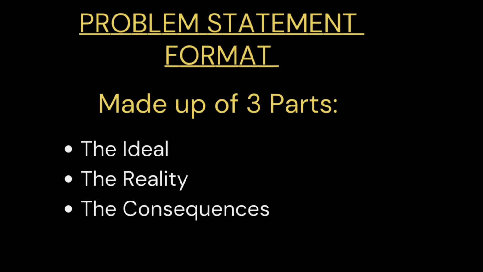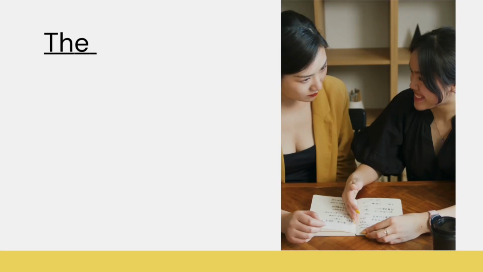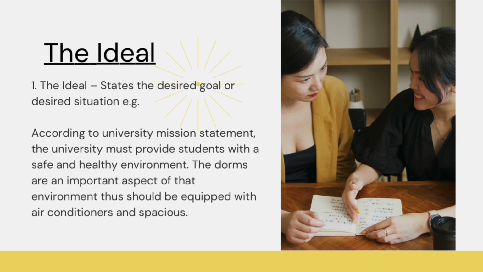So we're going to talk about the problem statement format. It is made up of 3 parts. 1 is the ideal, 2 is the reality, and 3 the consequences. The ideal states the desired goal or desired situation. So I'm going to give you an example. According to the university mission statement, the university must provide students with a safe and healthy environment. The dorms are an important aspect of that environment, thus they should be equipped with air conditioners and be spacious. Here, the ideal safe space for students should include dorms equipped with air conditioners that are spacious.